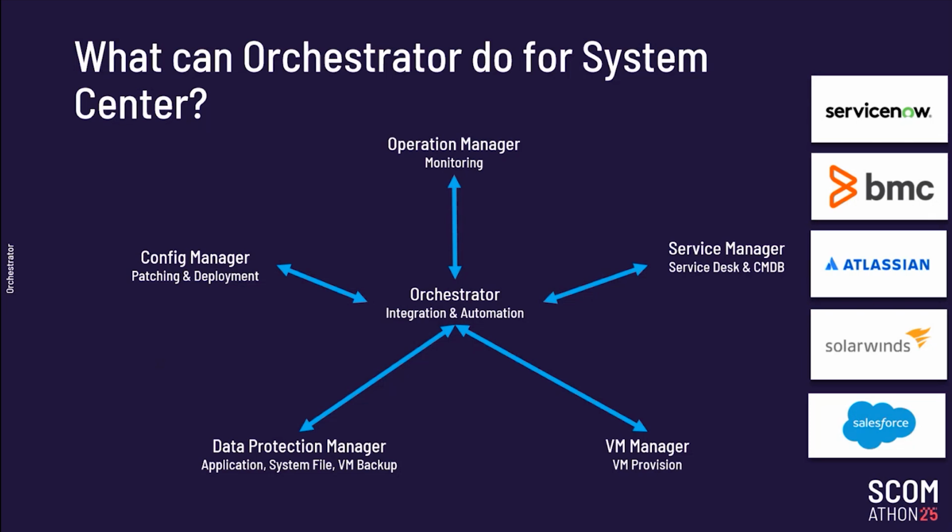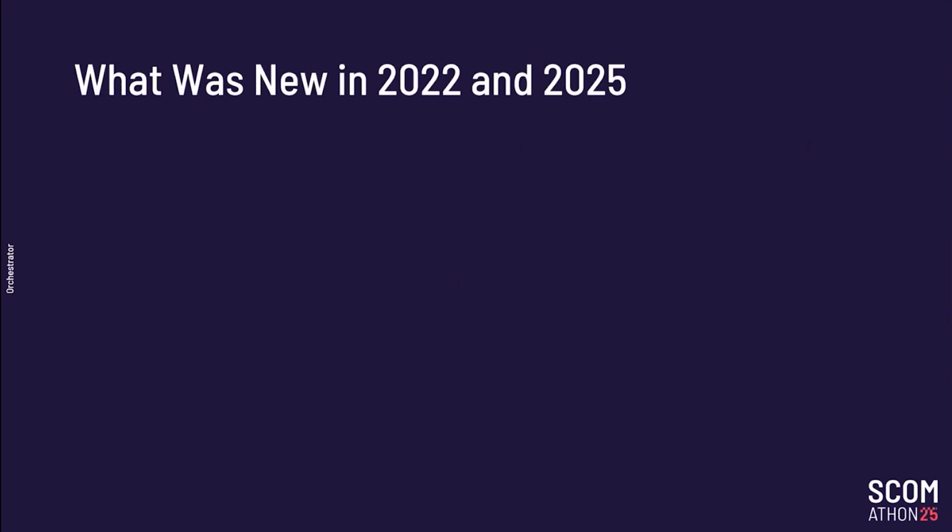Orchestrator has been around for a number of years, but there are a couple of releases that are critical. The recent ones are 2022 and the 2025 release that's just been shipped. In 2022, if you're using Orchestrator today, the big thing that 2022 brought in was that they made it a 64-bit application. So Orchestrator 2019 and all of its predecessors were 32-bit applications.